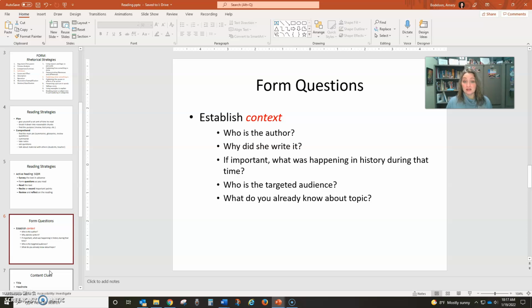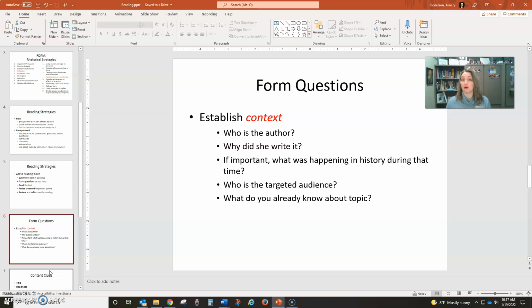So again, look at the title, look at the author. If you don't know who the author is, it might benefit you to do a little bit of Googling who that person is, find out their credentials, their affiliations. Then start to ask yourself, okay, who is this piece written for? Is it written for college professors? Is it written for politicians? Is it written for the general public?